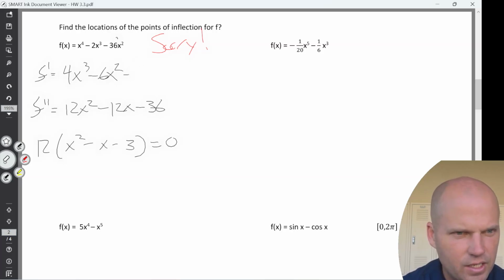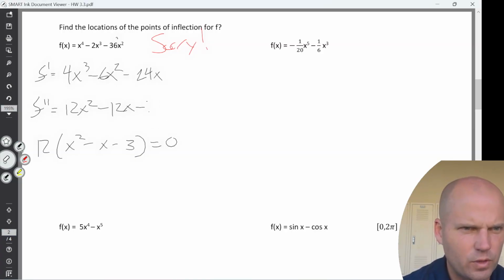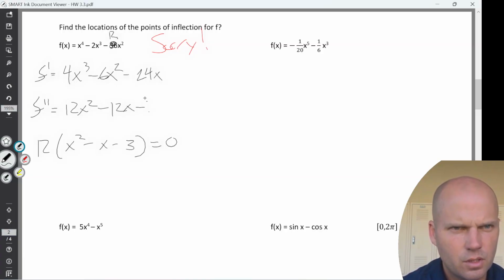Alright, this is a 24. And this is 24. How can that be 24x? 12. Yeah, 12. Cool.